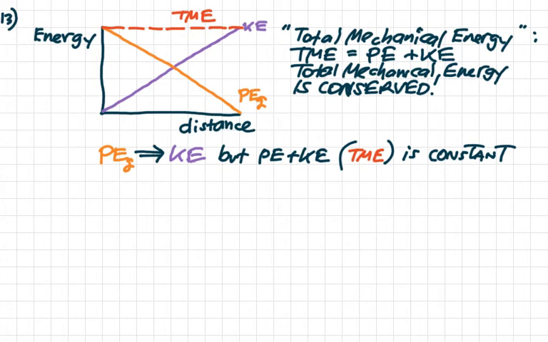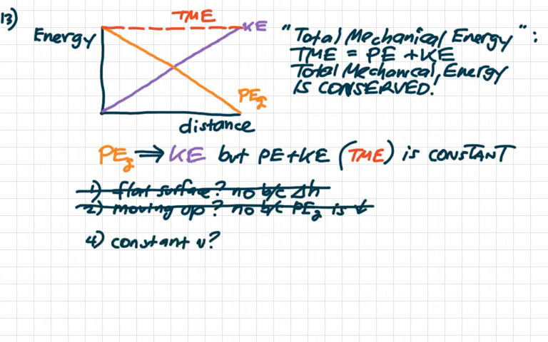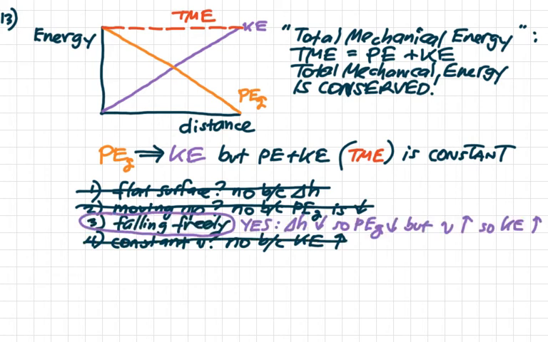So it must be losing height and gaining speed. Maybe it's falling. There's one flat surface. No, because there is a change in height. Moving upwards. No, because the potential energy is decreasing. So not choice 2. Choice 4 involves constant velocity, which is not true because the kinetic energy is increasing. So the speed must be increasing. So 13 is choice 3. It's falling freely. It's losing potential energy, so it must be losing height, but it's gaining kinetic energy, so it must be gaining speed. Falling freely fits that, so 13 is 3.